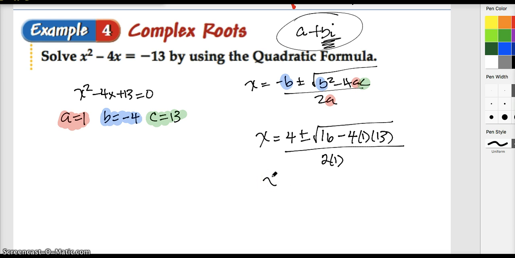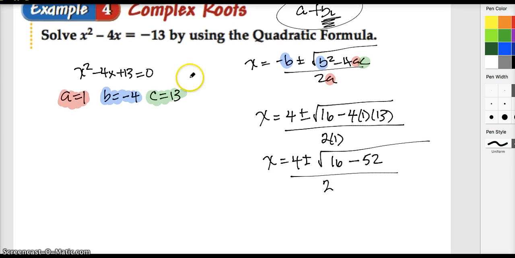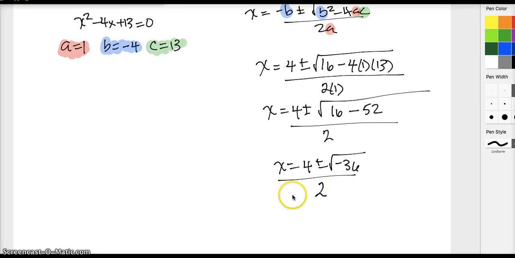When I do that, x is equal to 4 plus or minus the square root of 4 times 1 times 13 is going to give me a larger number than this 16. So I'm going to end up doing 16 minus 52. That's going to give me a negative under the radical, and that's where I'm going to get my imaginary complex root from. So 4 plus or minus the square root of negative 36 over 2.